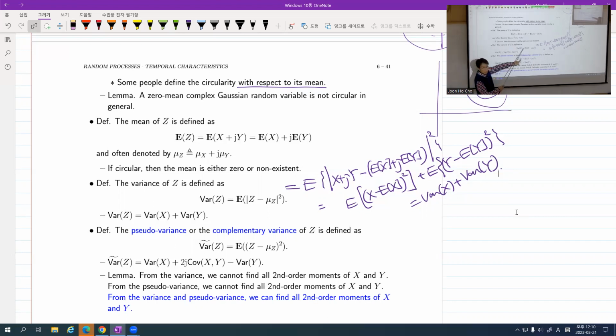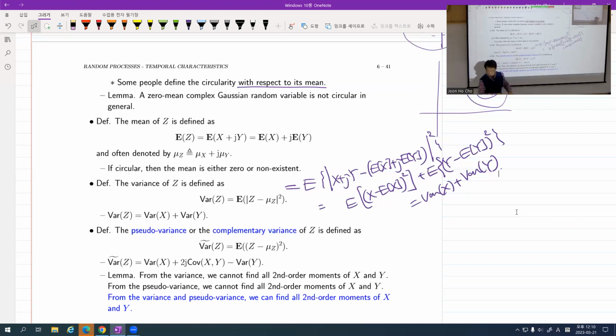The definition differs in that it does not take the modulus of the difference. So this squared value is in general not real. So complementary variance or pseudo variance can be a complex number. Now, let's rewrite it in terms of x and y, the real and imaginary parts. What happens? We do almost the same thing, but now we change the modulus to parentheses and square.